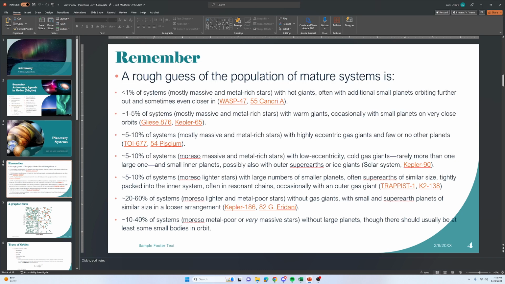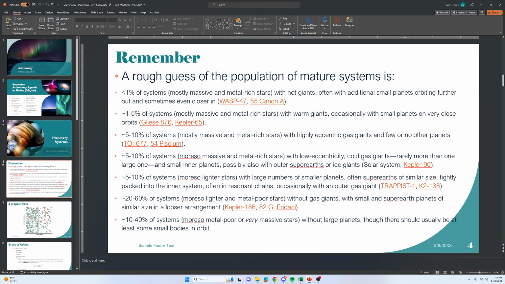1 to 5% of the systems, really massive and metal-rich stars, will have warm giants, and occasionally small planets on very close orbits. And again, that would be A and F stars. So if you have an A or an F star, you're probably going to have some gas giants and a few small ones. 5% of the systems, mostly massive and metal-rich, will have highly eccentric gas giants and few or no other planets. And the reason for that is the eccentric giants would have killed off any of the others.